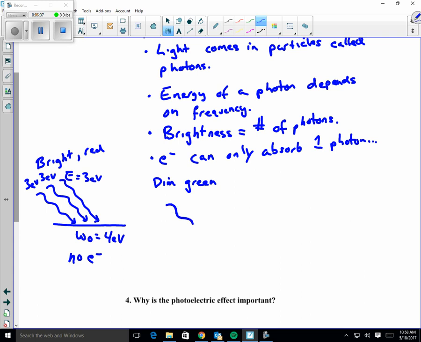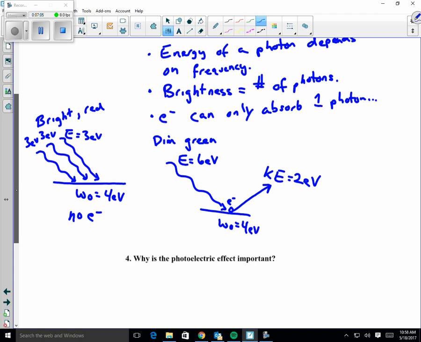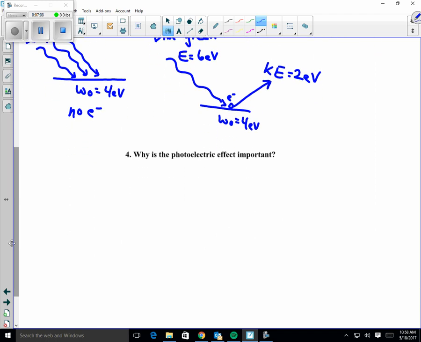But if I turn to dim and green, so dim, it's going to have fewer photons, so maybe only 1 photon, but because it's a higher frequency, green's higher frequency than red, its energy is greater. So let's say the energy is 6 eV. Work function's still 4, and I get electrons out, with a kinetic energy of 2 eV. So even though there's less total energy, only 6 compared to 9, electrons will be released with the green light.